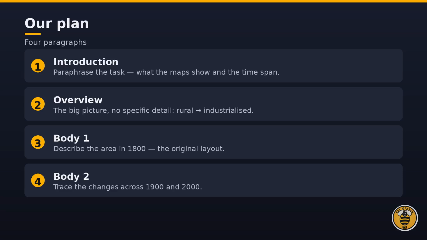Here is our plan: 4 paragraphs. An introduction that paraphrases the task. An overview with no specific figures, capturing the big picture. Then 2 body paragraphs, the first describing 1800. The second tracing the changes through 1900 and 2000.